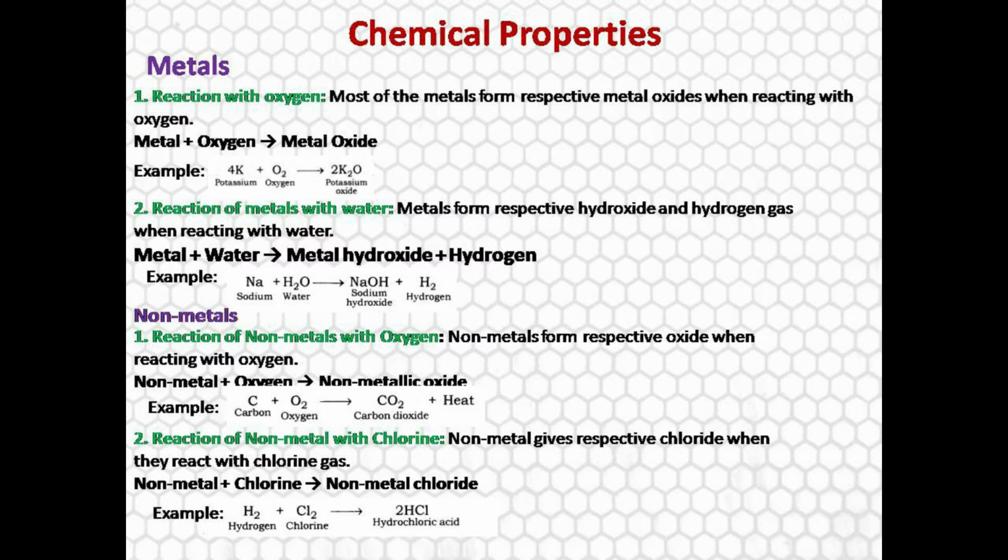Then we have chemical properties of non-metals. They react with oxygen to form non-metallic oxide. For example, carbon plus oxygen gives rise to carbon dioxide plus heat or energy. Then we have the reaction with chlorine. They react with chlorine to give chlorides. For example, hydrogen plus chlorine gives rise to hydrochloric acid.